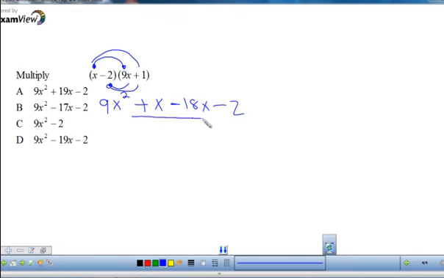So we're going to combine our like terms, which are our middle terms. So 1x minus 18x is negative 17x. Bring down the negative 2, bring down the 9x squared. So the answer would be B.